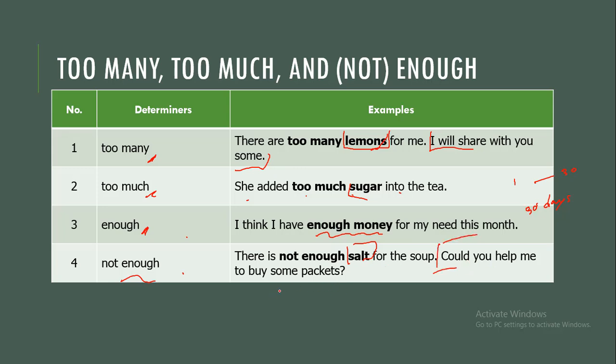Could you help me to buy some packets? There is always another piece of information to explain the concept. So when you are dealing with a sentence, try to present the clearest information. If you just get "there are too many lemons for me," full stop, nothing added, you will get the meaning, but it will miss the concept. There is no beauty in that sentence. So you have to make your sentence as clear as possible.